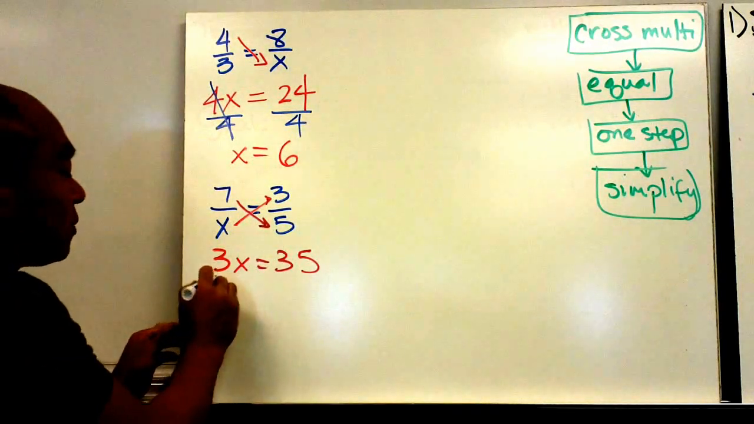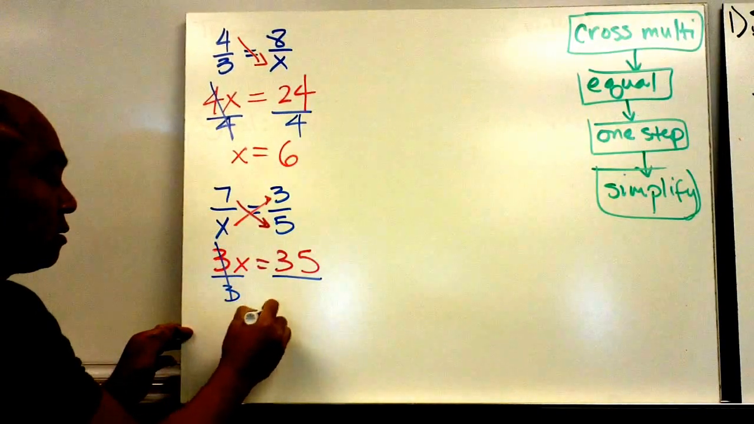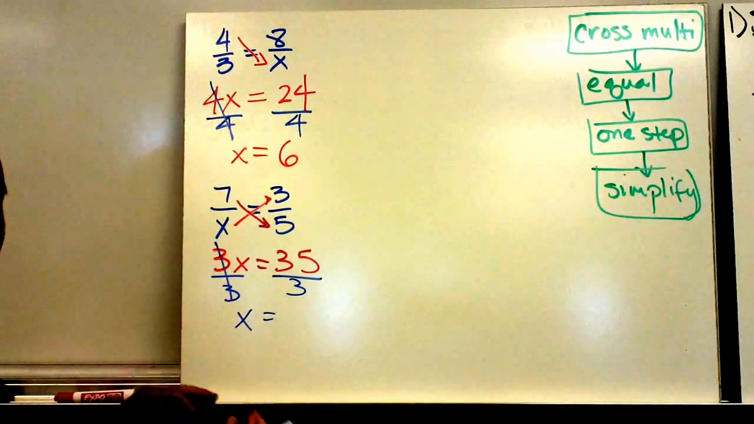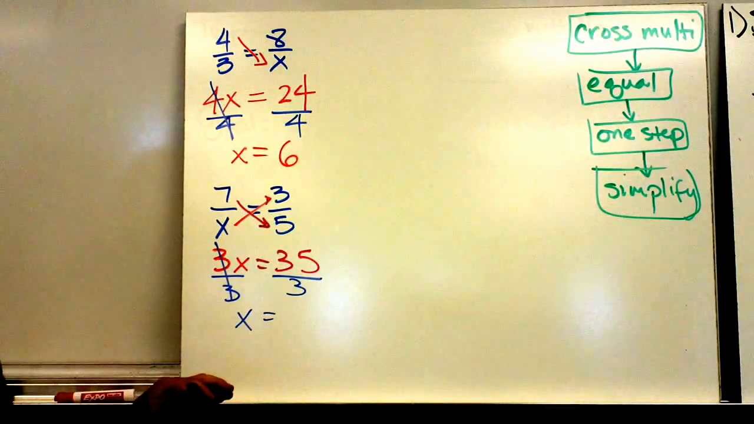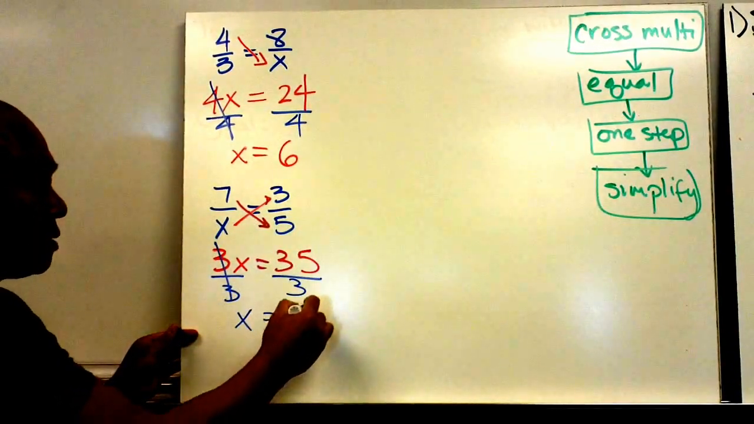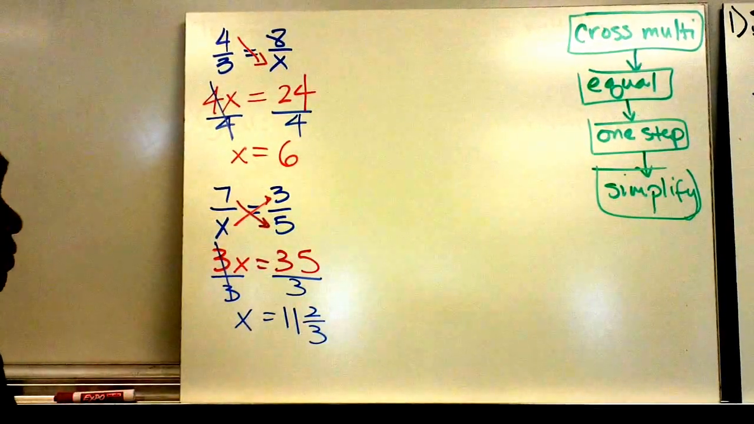If you divide both sides by 3, I have x here. This will be 35 divided by 3. You can change it into one of many ways. I would prefer just using it as a fraction. 3 into 35 is going to give you 11 times, and the leftover is 2, so it's 11 2/3.